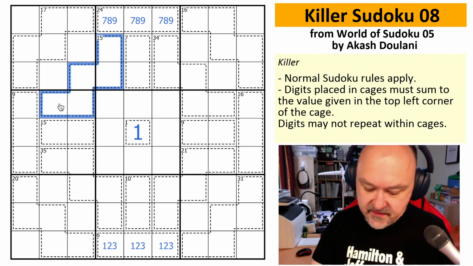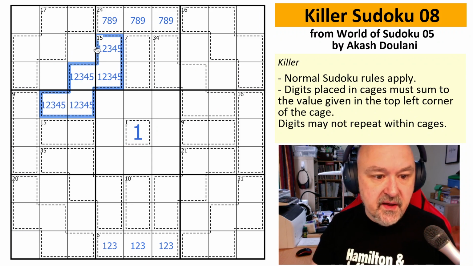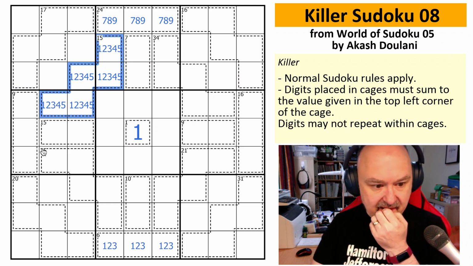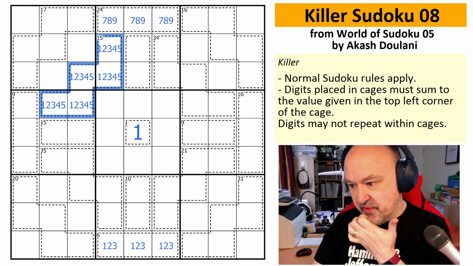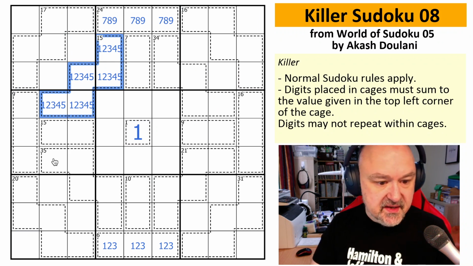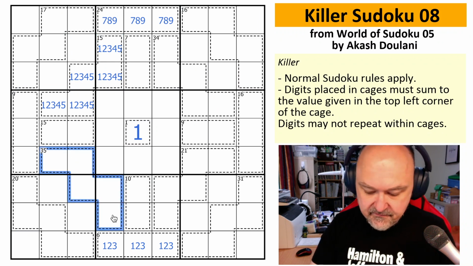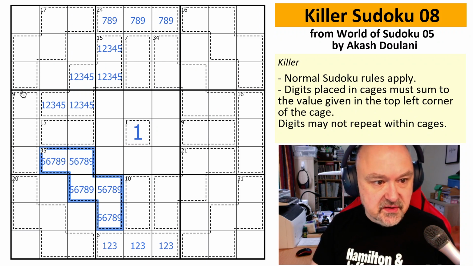15 in 5 is 1, 2, 3, 4, and 5. If you increase any of these digits by more than that, then this thing goes boom. And 35 in 5, and I think I was using my calculator, but I'm 99.9% sure that 35 in 5 is 5, 6, 7, 8, 9. So there's a lot of maximal and minimal cages in here.